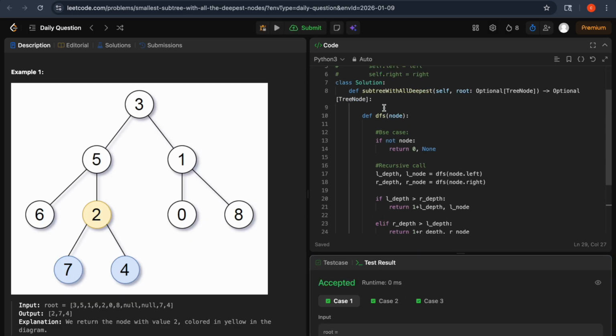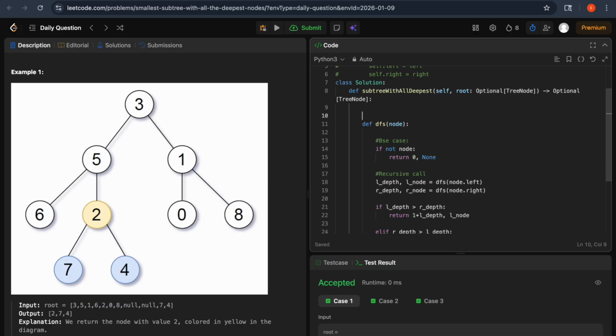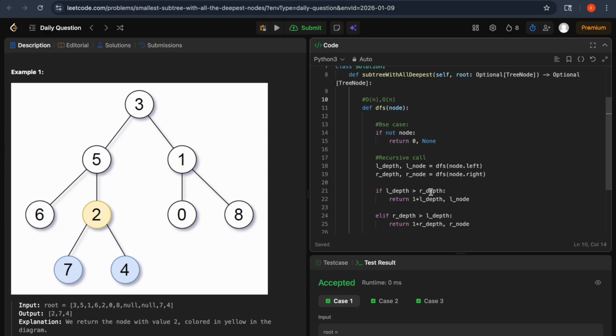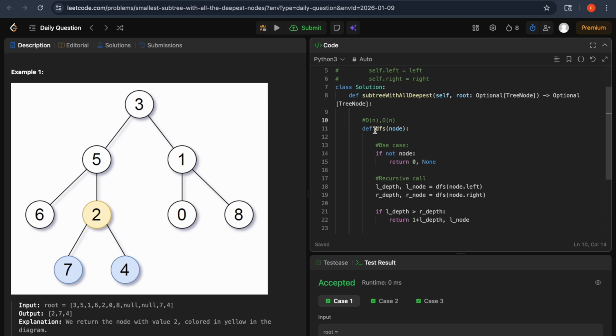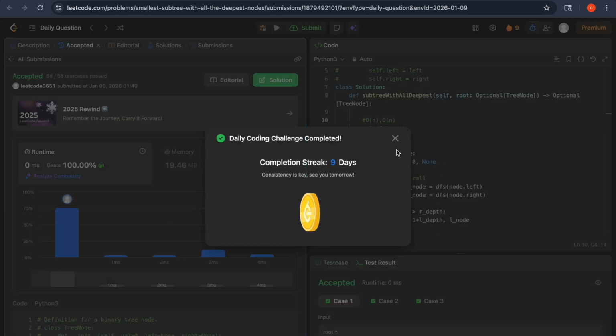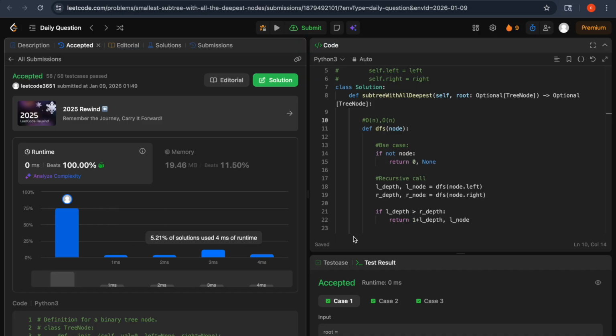Yeah, and the time complexity for this will be big O of n, and the space complexity will be big O of n, because we are processing each and every node, and because of that we have time complexity and space complexity as big O of n. And let us go ahead and submit it. And yes, so this is an efficient solution. Thank you.